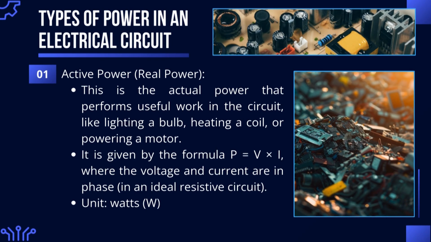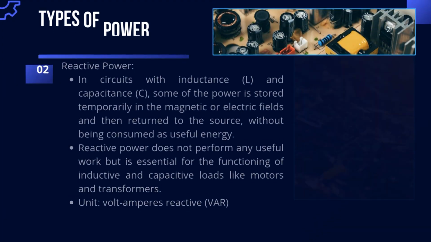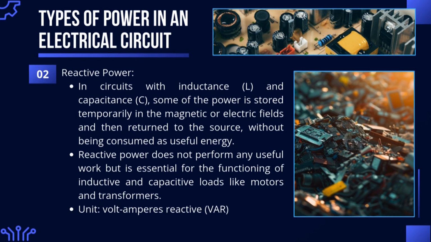This is the actual power that performs useful work in the circuit, like lighting a bulb, heating a coil, or powering a motor. It is given by the formula P equal to V into I, where the voltage and current are in phase in case of an ideal resistive circuit.